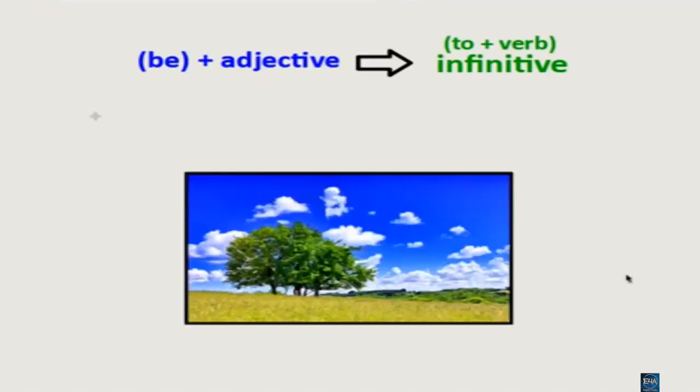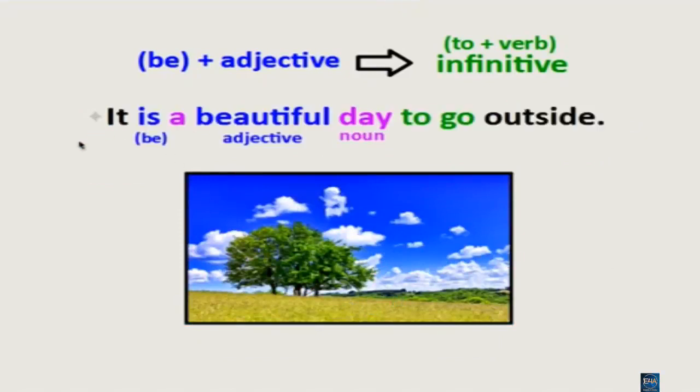So you look outside in the morning and you just go, wow, it is a beautiful day to go outside, okay? So again, I'm using the verb to be and my adjective beautiful, but in this context, I'm describing something. I'm describing the day. So it is a beautiful day. Again, I'm still going to use the infinitive, so I'm using to go. It is a beautiful day to go outside, okay?